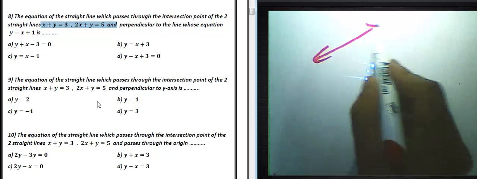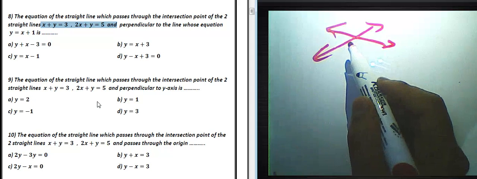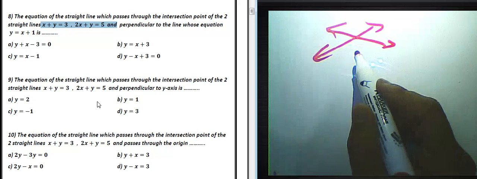Question 8. The equation of the straight line which passes through the intersection point of the straight lines x plus y equal 3 and 2x plus y equal 5 and is perpendicular to the line whose equation is y equal x plus 1 is. Okay, look with me. He tells you in this example that two straight lines intersect at one point.